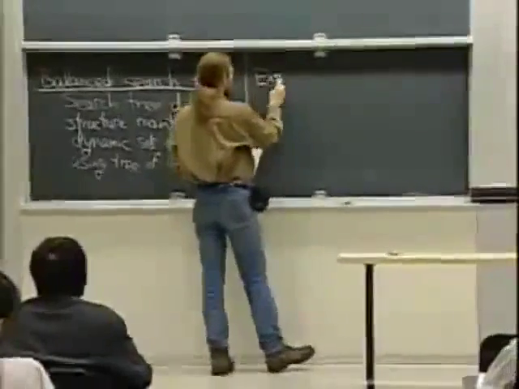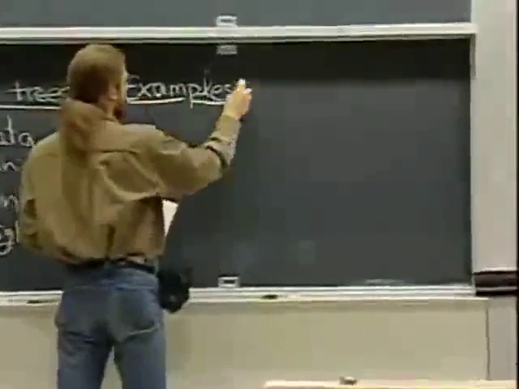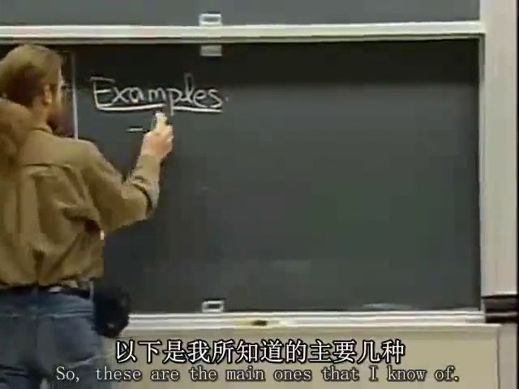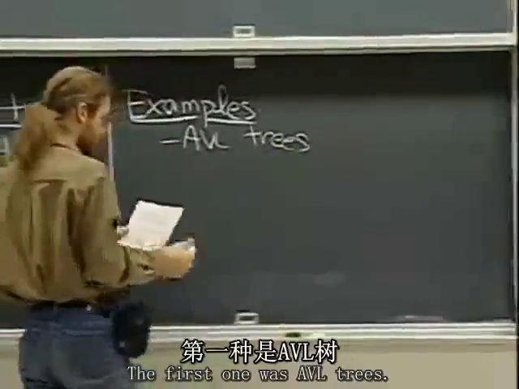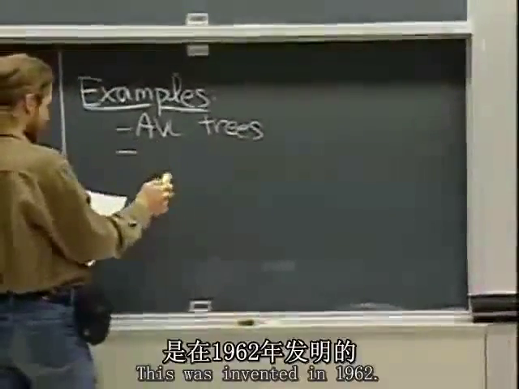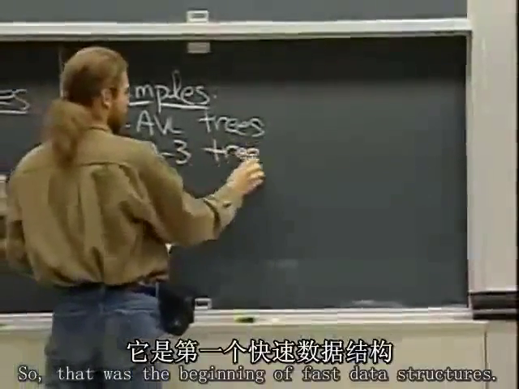There are a lot of different balanced search tree data structures. So these are the main ones that I know of. The first one was AVL trees. This was invented in 1962, so that was the beginning of fast data structures.